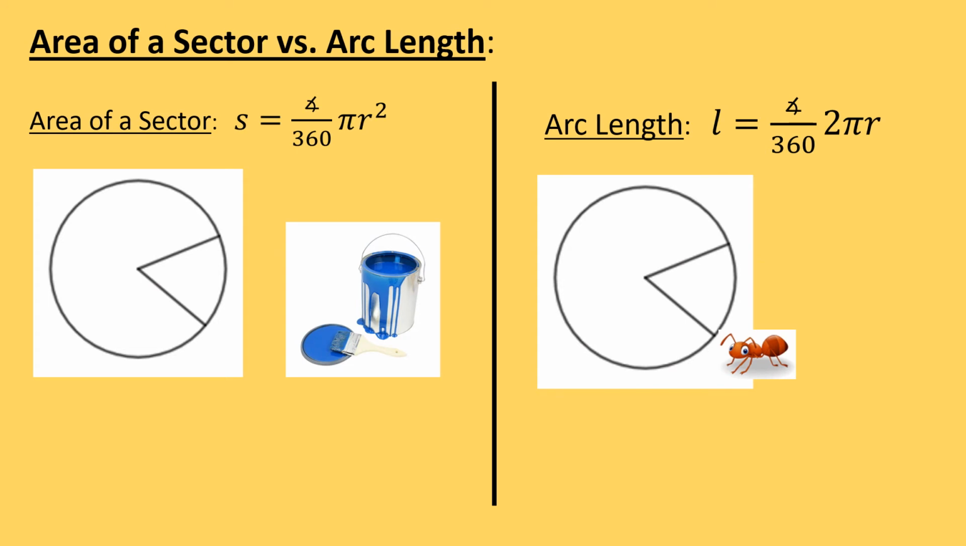Okay, so we're going to take this a step further today. We're going to talk about area of a sector versus arc length. So remember, area is something that you can paint. Okay, so how much paint, how many gallons, how many square inches or square feet could a can of paint cover? So when we talk about a sector, what we're really talking about is kind of like a piece of pizza or a piece of pie.